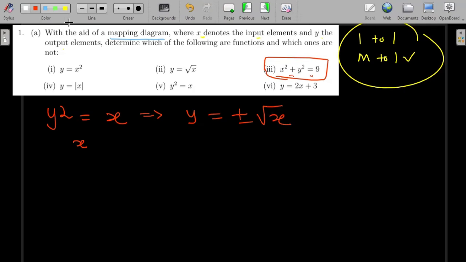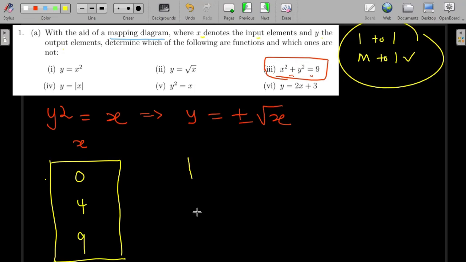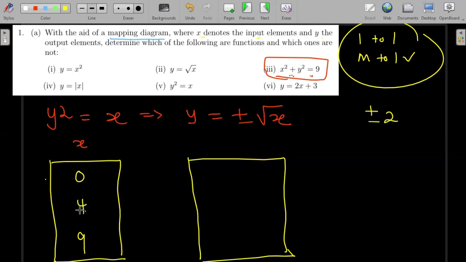Okay, so now we can pick the values of x in a very strategic manner, because the root of x will only take non-negative values. So like 0, 4, and maybe 9. Here I'm going to have my set of y values, depending on this equation. If my x is 0, I'll definitely have 0. If my x is 4, I'll have plus or minus the root of 4, which is plus or minus 2. If my x is 9, I'll have plus or minus 3. So what I have in this set is minus 3, minus 2, 0, 2, and 3.